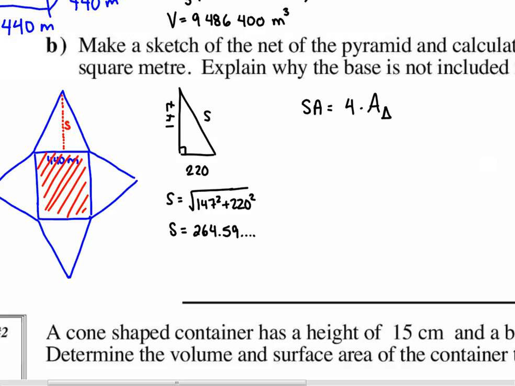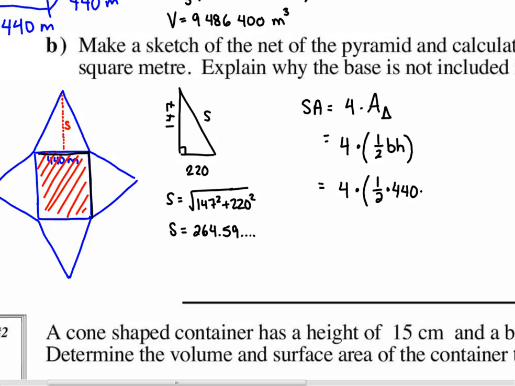Area of a triangle. What's the formula for the area of a triangle? Base times height divided by 2 or 1/2 base times height. Both are the same. You can write it either way. Doesn't matter. Okay, so 4 times 1/2 times, what's the base of our triangle? What would be that base length of the triangle? 440.